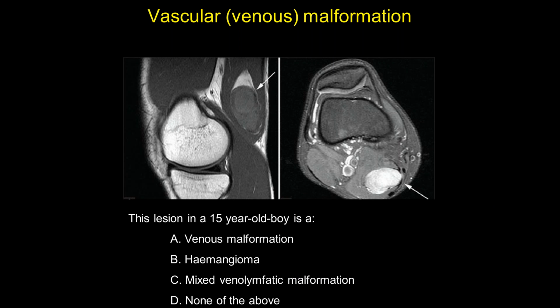This is another lesion of the pediatric knee, and now it's up to you. I know that you've probably been reporting so much today, and you've seen so many cases, but this is one where I need your attention a bit more. So this is a 15-year-old boy presenting to our department with pain, because they all have pain, otherwise they wouldn't come. And we see this lesion. And I will give you 4 options here. Is this a venous malformation? Is this a hemangioma? Is this a mixed venolymphatic malformation, or is this none of the above?